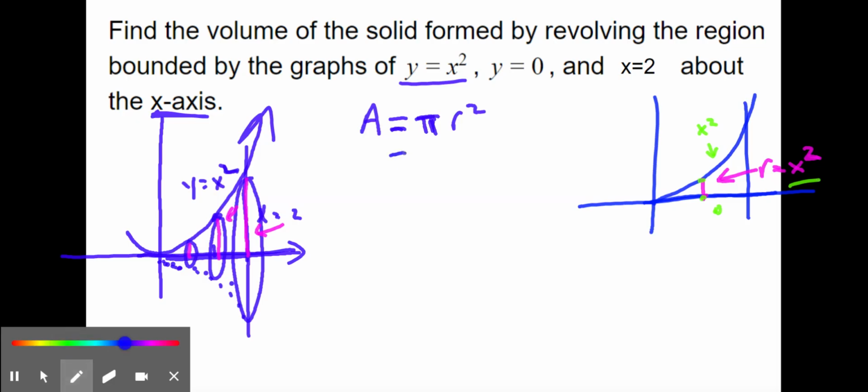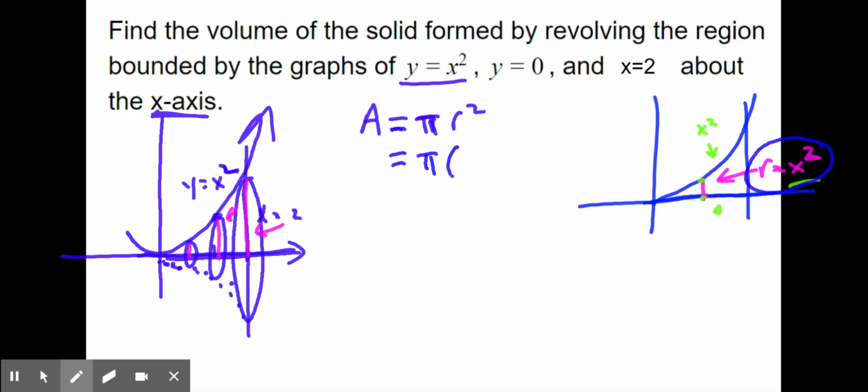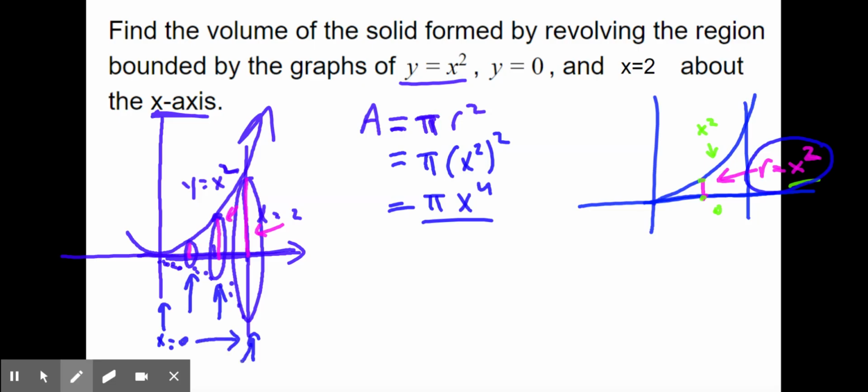So what I'm going to do is plug in for r, right? I found that r was x squared, so I'm going to plug in x squared for r. And I'm going to simplify that to pi x to the 4th. So this is the area of my circular cross section. You can see, again, my graph has these circular cross sections that start over here at x equals 0 and continue until I get to x equals 2. And the area of those cross sections is determined by this formula, pi x to the 4th.